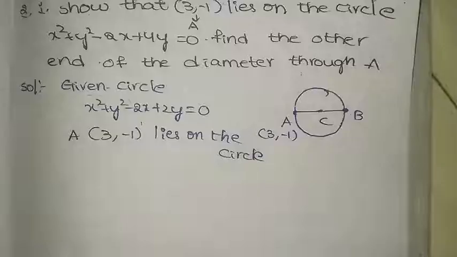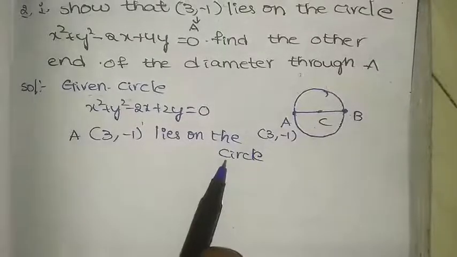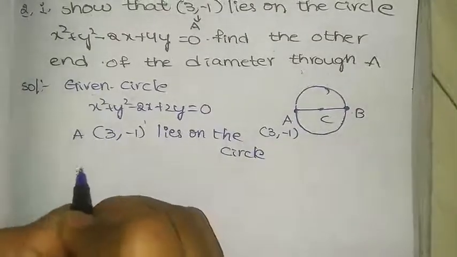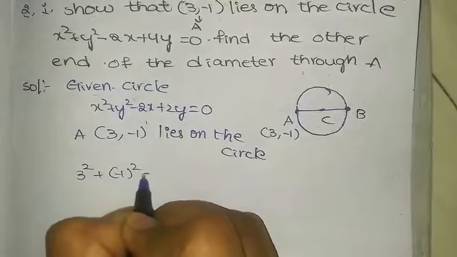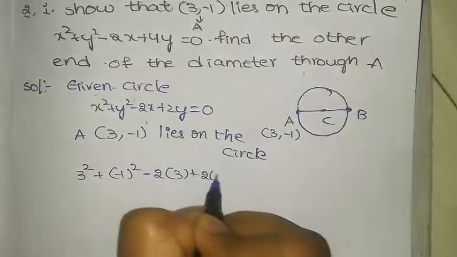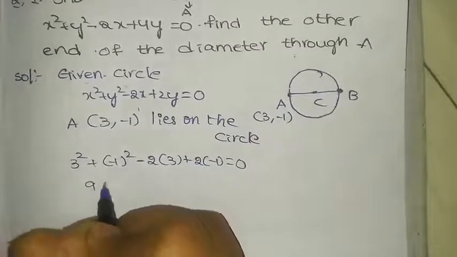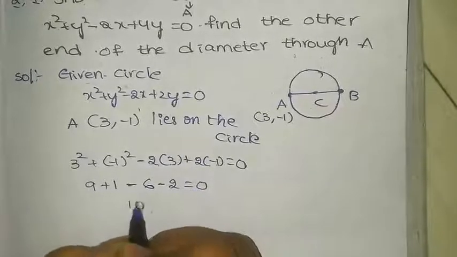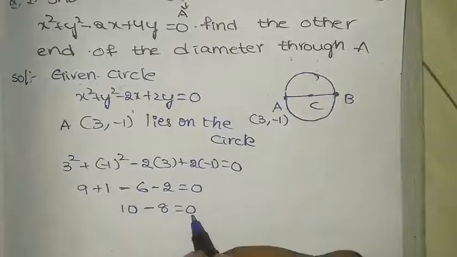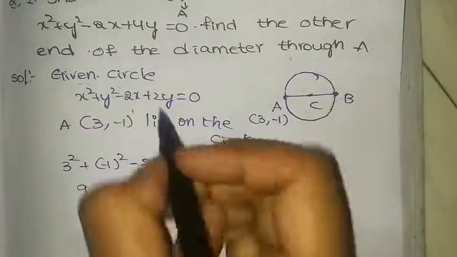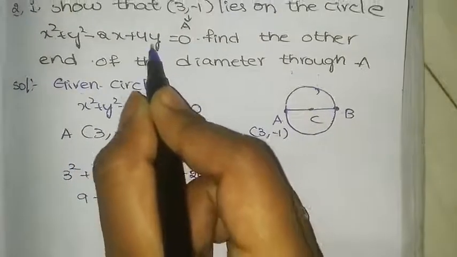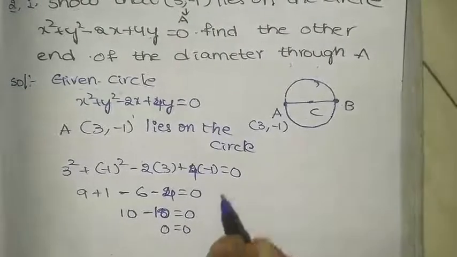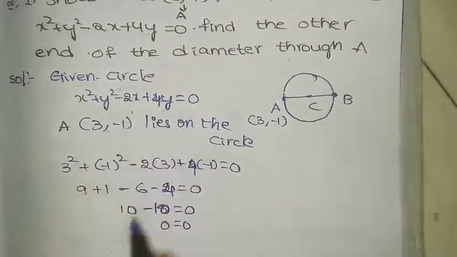Lies on the circle means this point satisfies the circle equation. So substitute in the circle equation. 3 square plus minus 1 square minus 2 into 3 plus 4 into minus 1 is equal to 0. 9 plus 1 minus 6 is 4 minus 4 is equal to 0. Here we have 4y in the given question, so 10 minus 10, so 0 equal to 0. That means this point satisfies the circle equation.